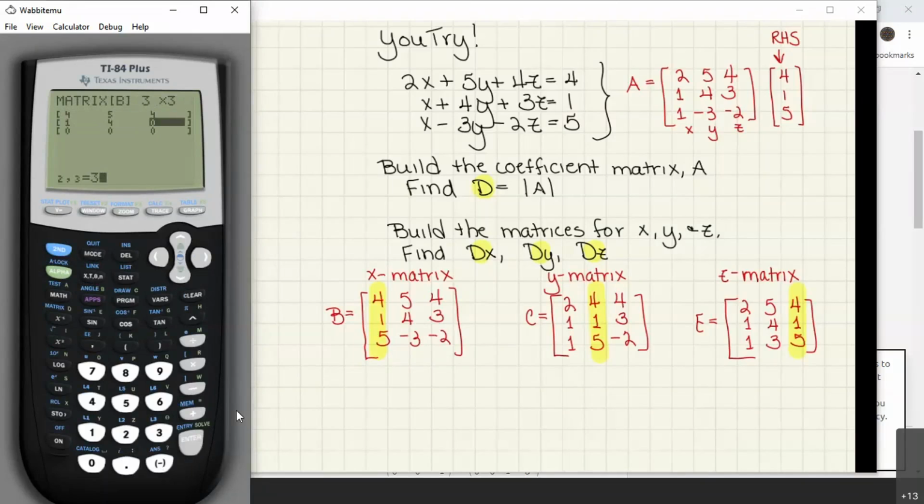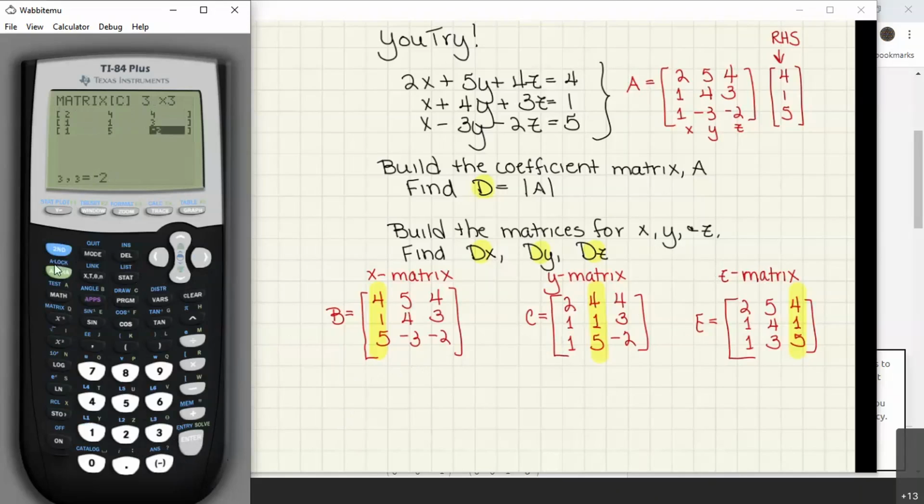One, 4, 3, 5. And again, I need to use the correct leading negative sign here. So here's my B matrix. Quit out of that, go back into matrix, edit, matrix C, also a 3x3, and that's going to be this matrix here. So 2, 4, 4, 1, 1, 3, 1, 5, and -2.